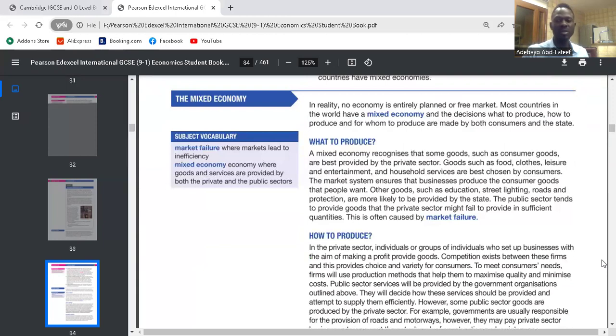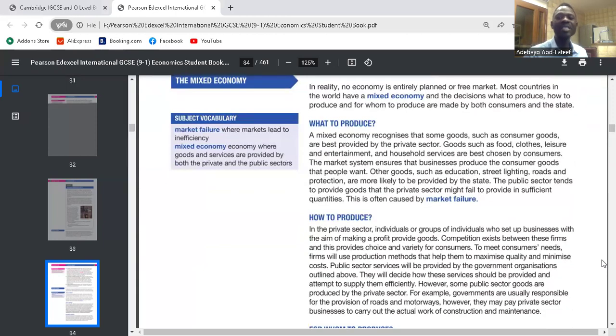So what to produce? A mixed economy recognizes that some goods such as consumer goods are best provided by the private sector. Goods such as food, clothes, leisure and entertainment and household services are best chosen by consumers. So the market ensures that businesses produce the consumer goods that people want. Other goods such as education, street lighting, roads. Education is a merit good anyway.